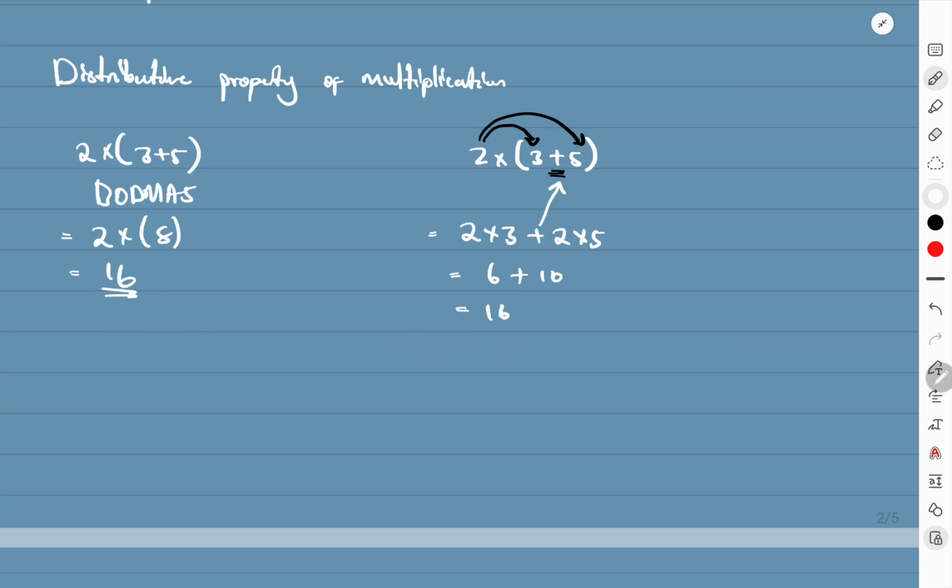Now let us have a part whereby we have a subtraction on our distributive law. Let us say we have 5 open bracket 10 minus 2. I also have 5 10 minus 2. Now let me use 2 methods and see if the answer will be the same. The first method, it is going to be BODMAS, whereby I am going to deal with whatever that is inside the bracket.